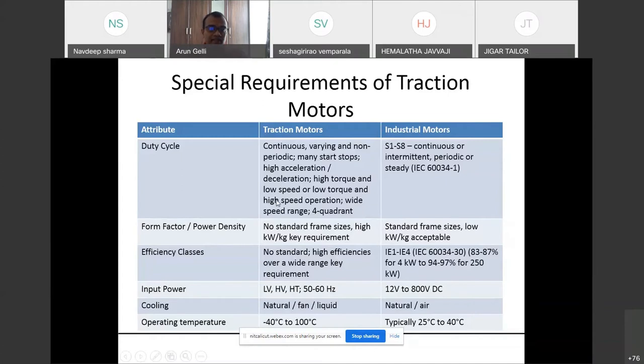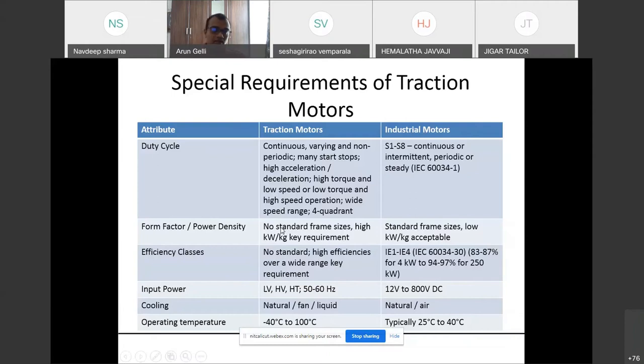And form factor and power density. Usually industrial machines have standard frame sizes, and power per kg is also acceptable because we have enough space within a cold roll mill, hot strip mill, or even solar auxiliary applications, or wind, for example. We have enough space within the turbine. But in traction machines, except buses where there is enough space, especially two wheelers and four wheelers may not have enough space. So form factor is also critical.